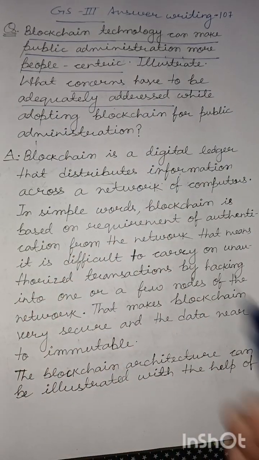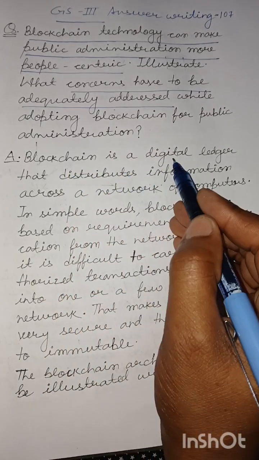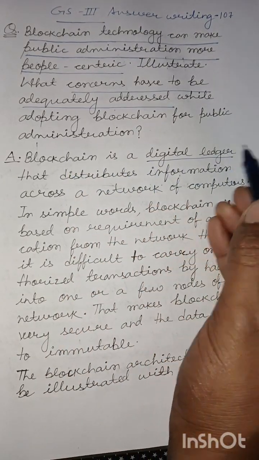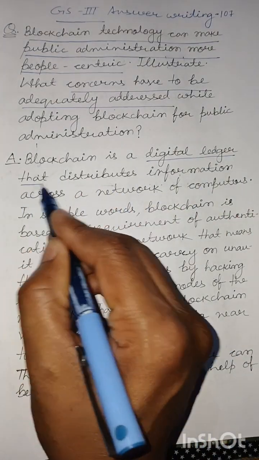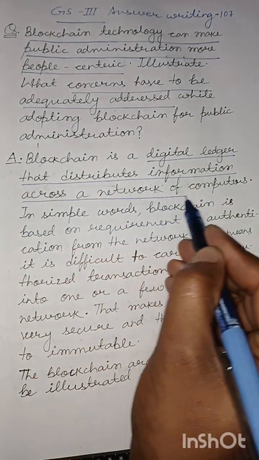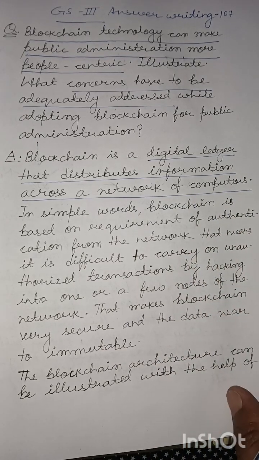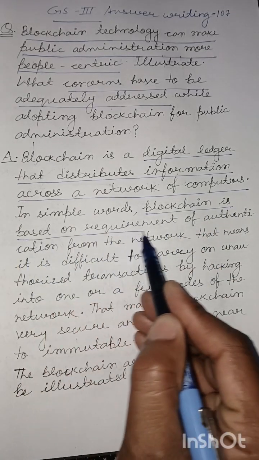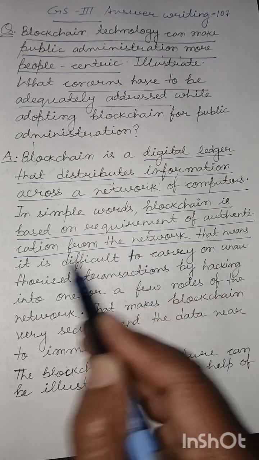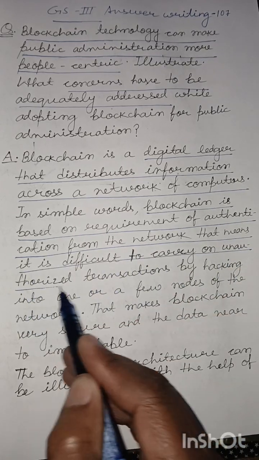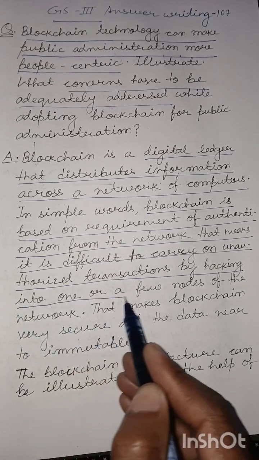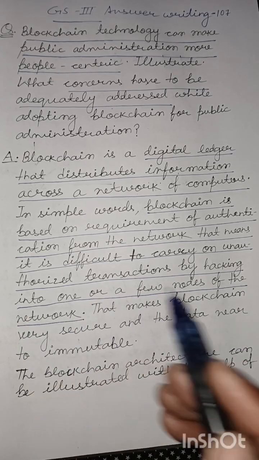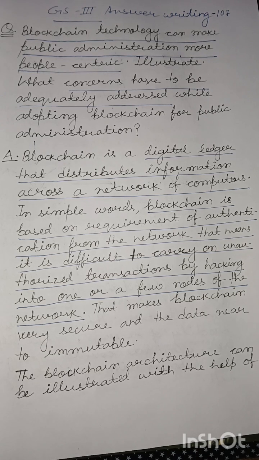We are starting by defining blockchain: blockchain is a digital ledger, that is, digital record keeping, that distributes information across a network of computers. Basically, it's a distributed system of record keeping. In simple words, blockchain is based on the requirement of authentication from the network. That means it is difficult to carry out unauthorized transactions by hacking into or breaking into one or a few nodes of the network. So essentially, whenever we are talking of blockchain, our concern is basically data security. How blockchain secures the data, because it distributes the data through the entire network.